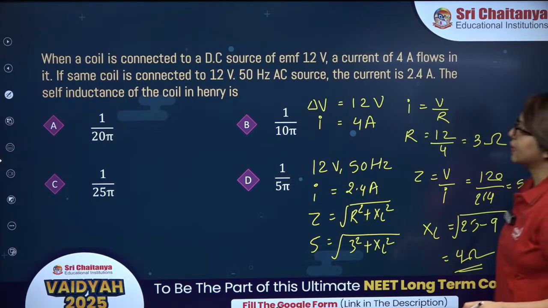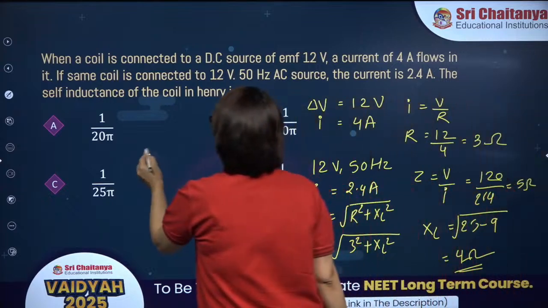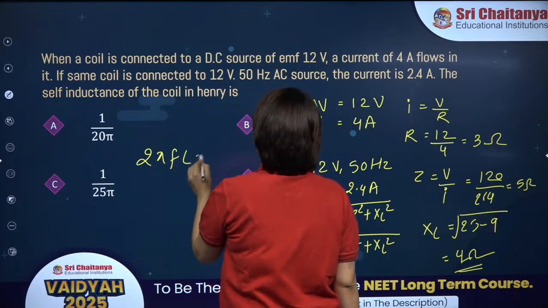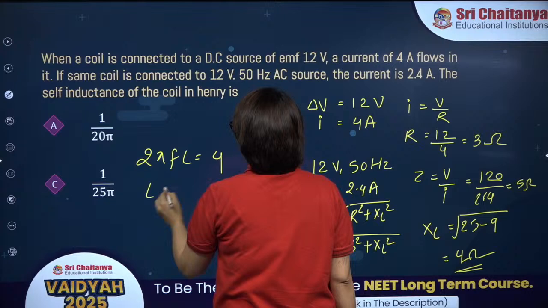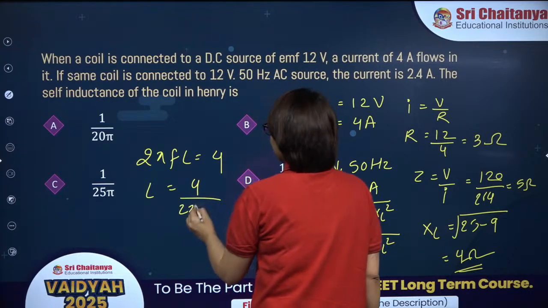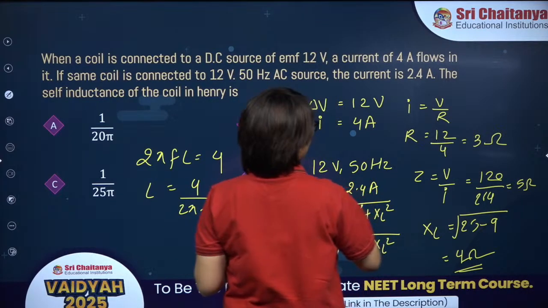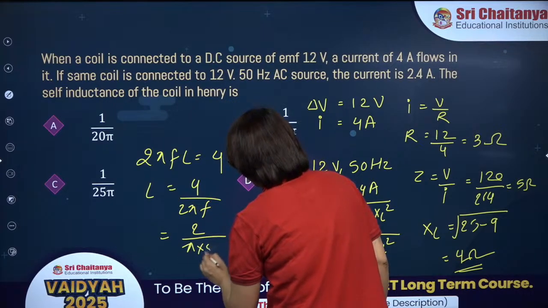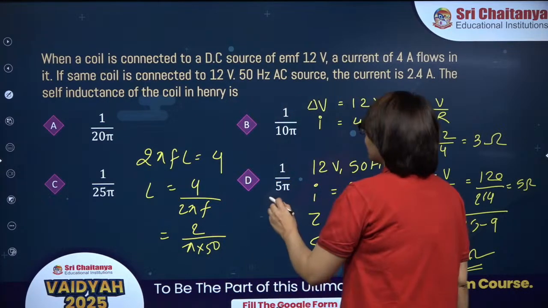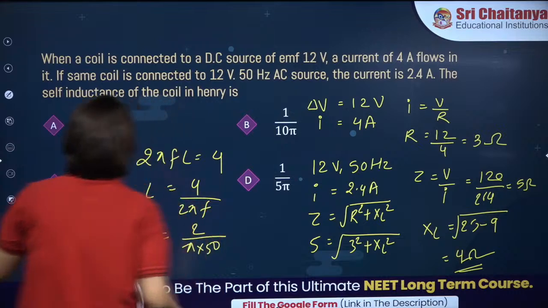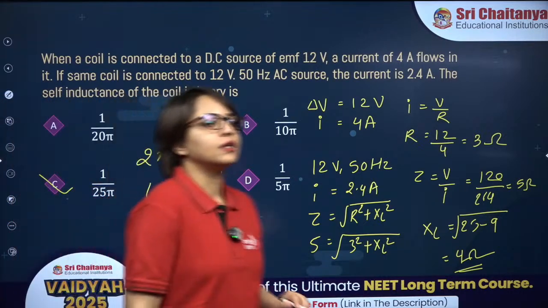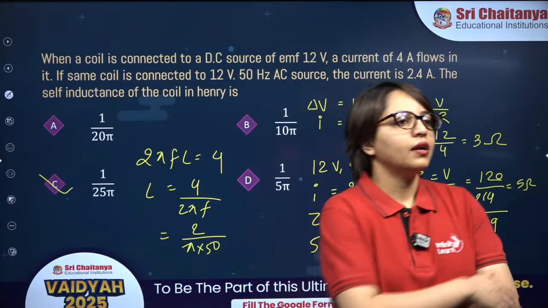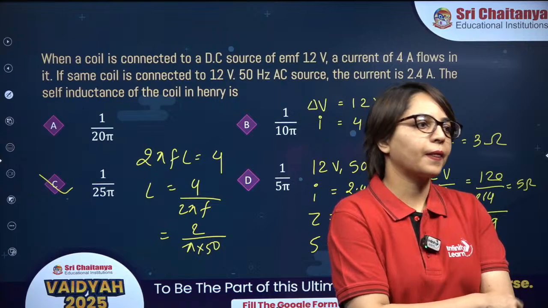So this is XL. But what is XL? It is 2 pi FL and it should be 4. So L will be 4 upon 2 pi F. Frequency over here is given as 50 hertz. So it is 2 upon pi into 50, which is 1 upon 25 pi, which is option C. Yes, it is nothing but option C.